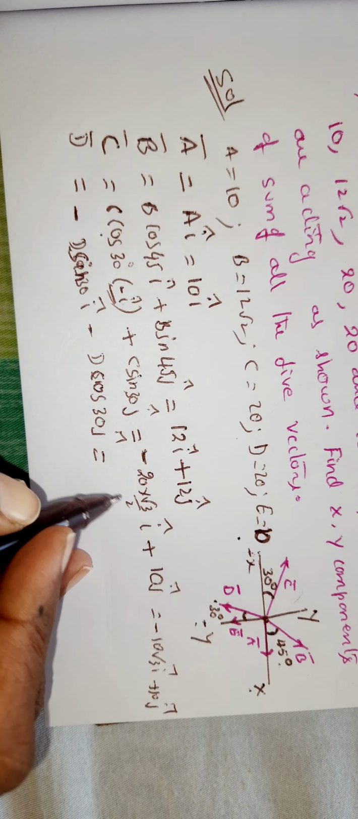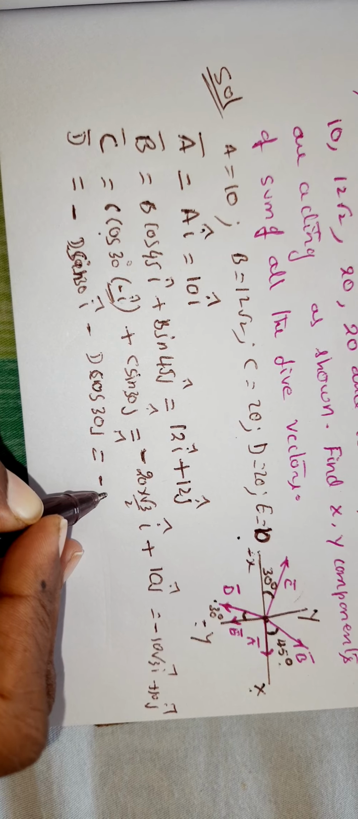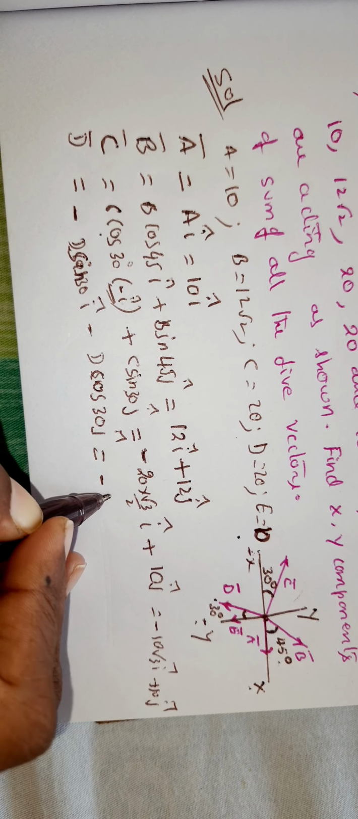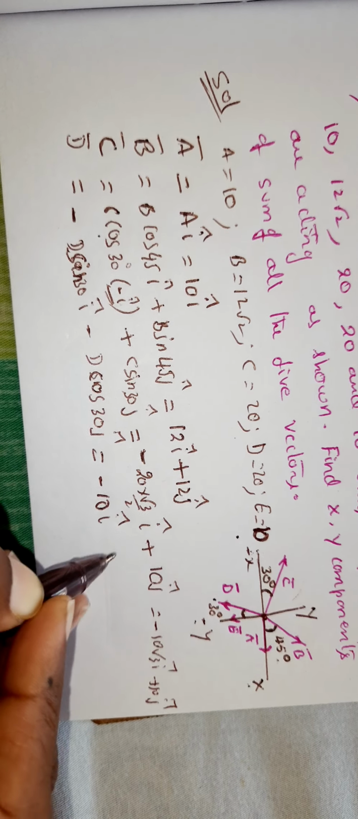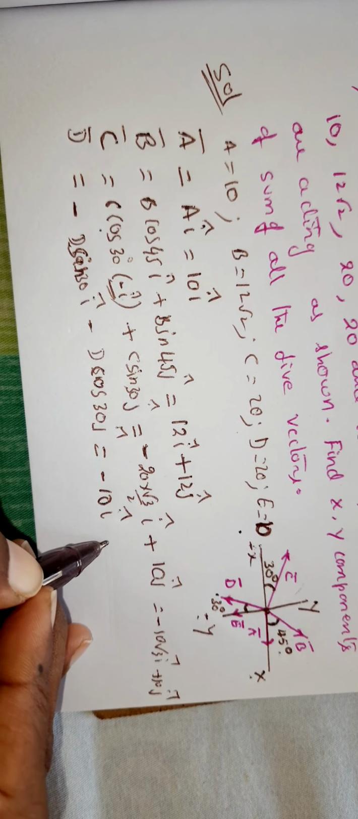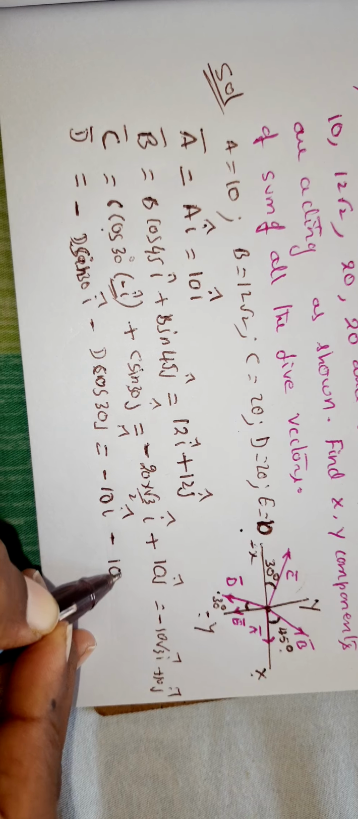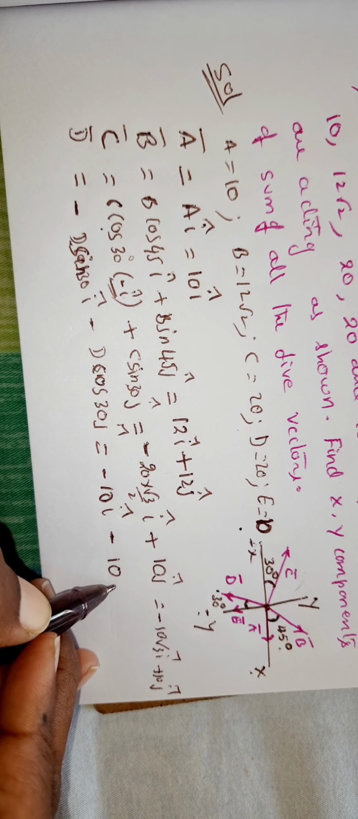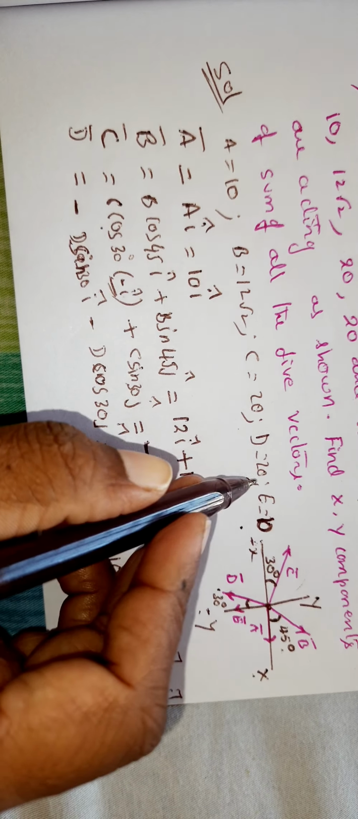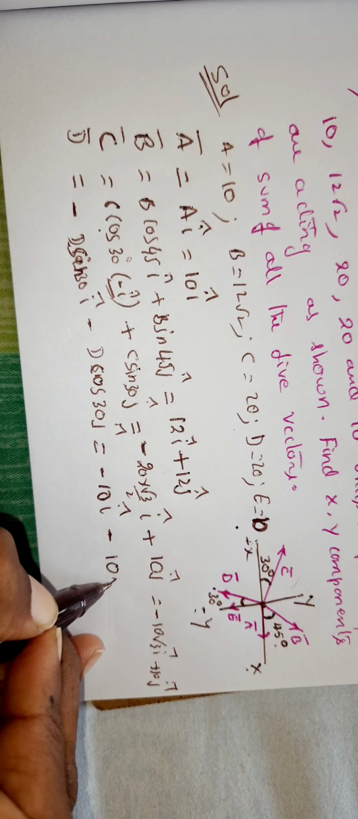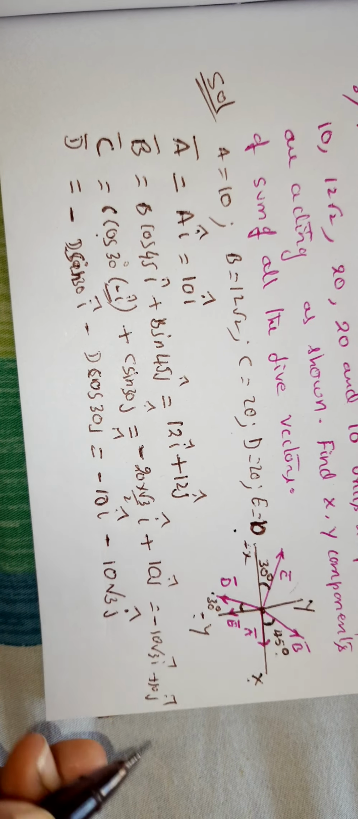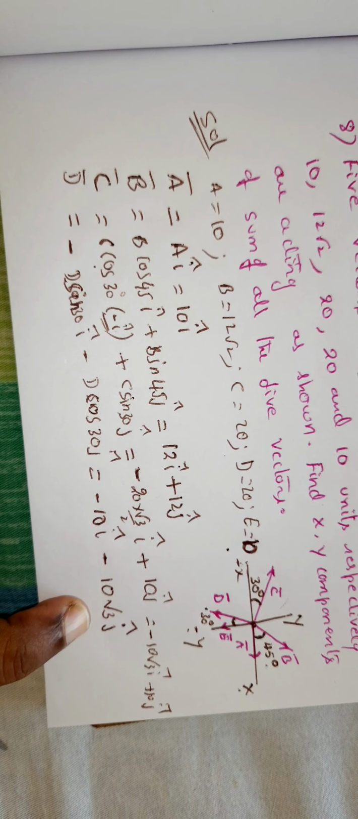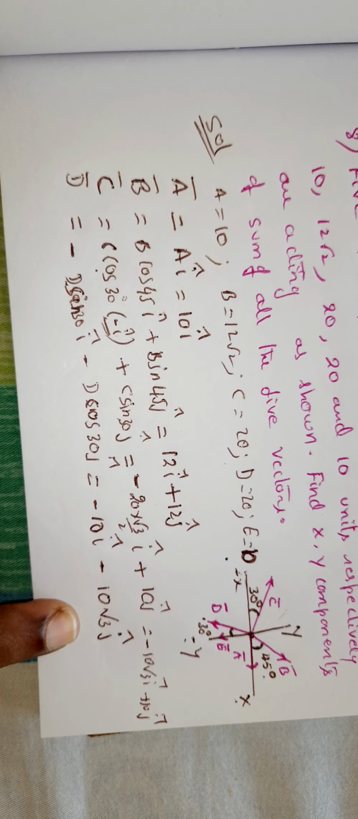It is also 20. So minus 20 sine 30 is half. So minus 10 i cap. Right, now minus 20 cos 30, where cos 30 is root 3 by 2. So 2 times 10 is 20, which gives 10 times root 3 here. Now this is 10 root 3 j cap. This is minus 10 i cap minus 10 root 3 j cap.